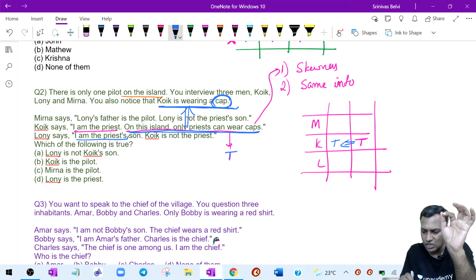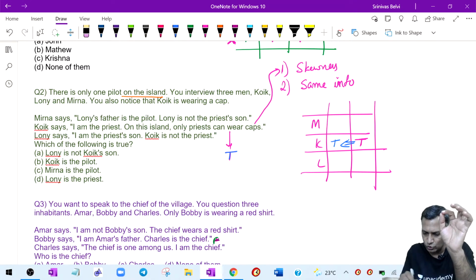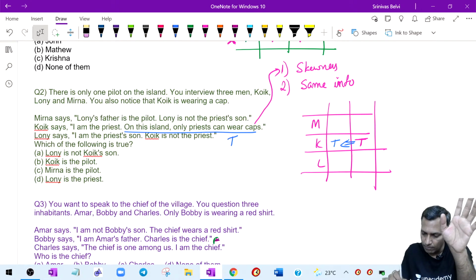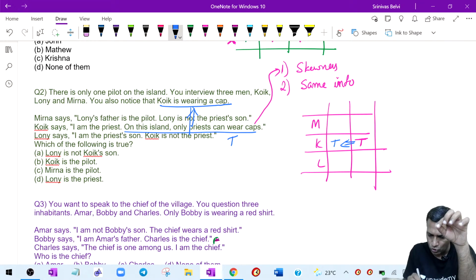You have to connect three threads. How do you connect this? Number one, if this is the skewed statement, on this island only priests can wear the caps, let me believe this. Okay, it is true. Then Coix is wearing a cap. Therefore Coix is a priest. Right? Therefore, this is also becoming true.